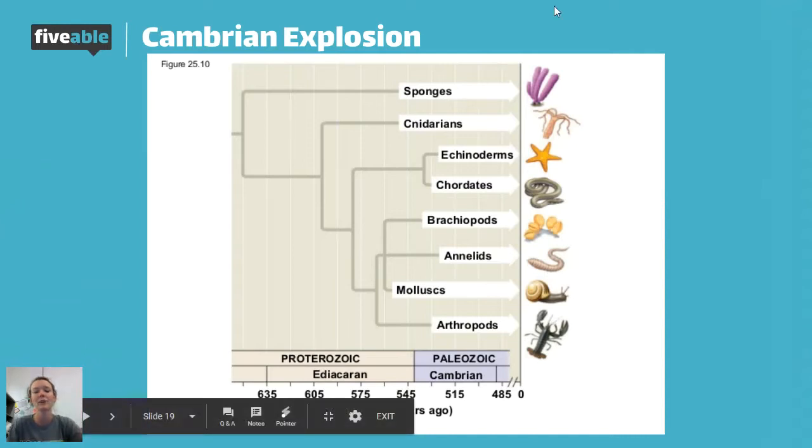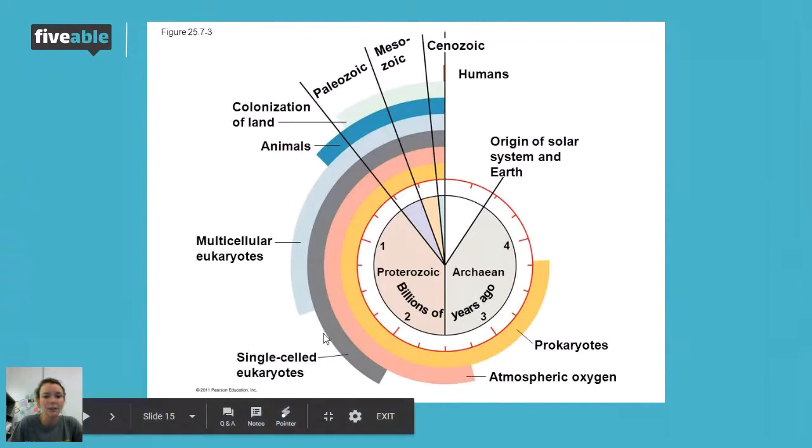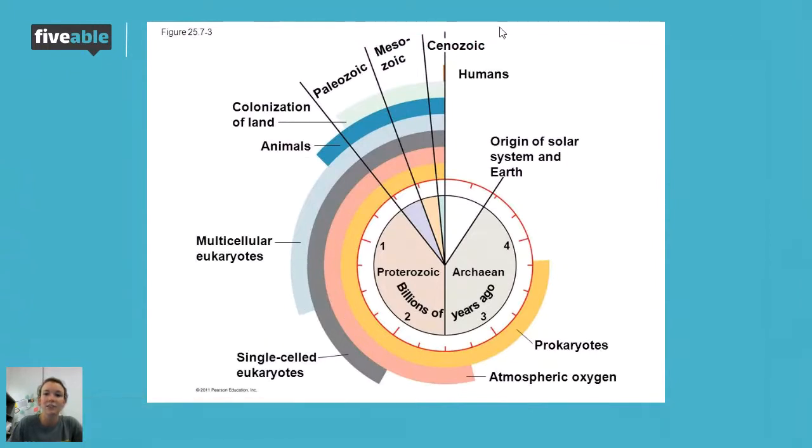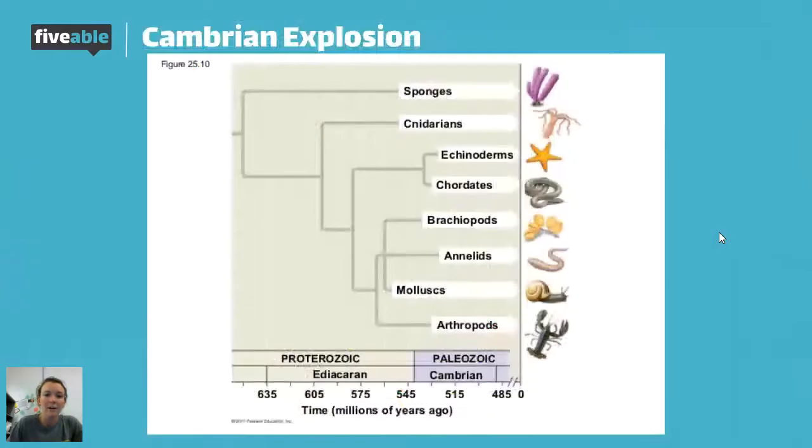All right, next step, if you're going back to this clock, now we have single-celled eukaryotes, and now we need to get into multicellular eukaryotes, animals, colonization of land, all that good stuff. Okay, so this all happens with help of the Cambrian Explosion, this period of time where we see marine life just absolutely booming, because marine life existed long before anything got onto land.